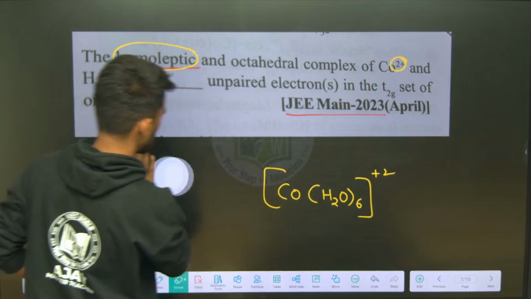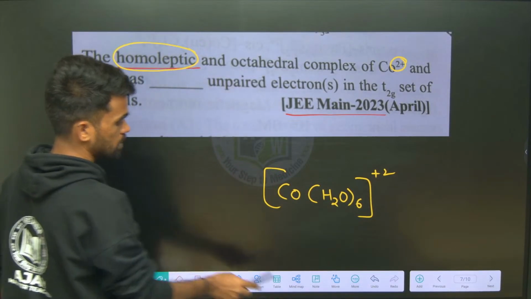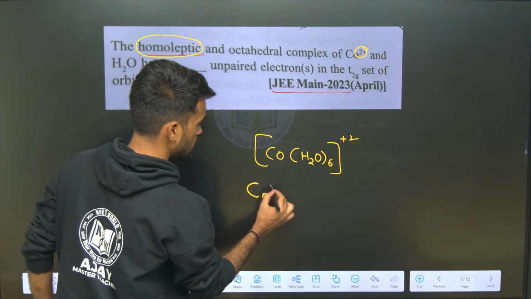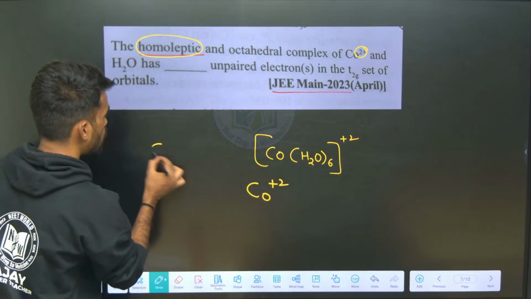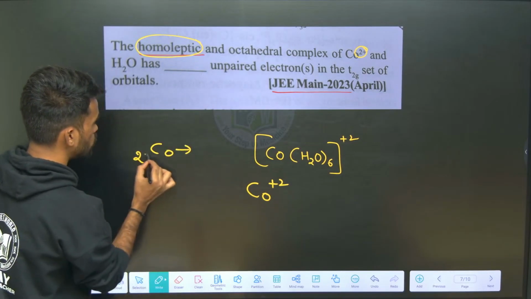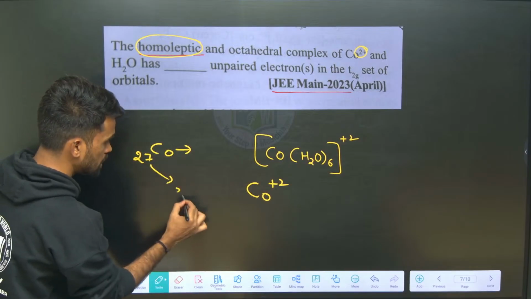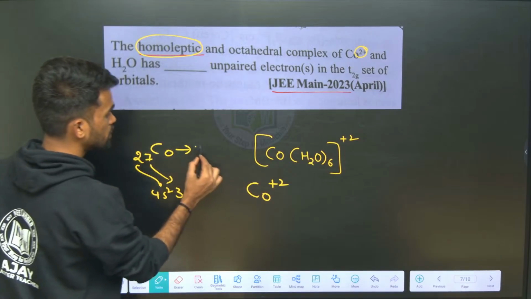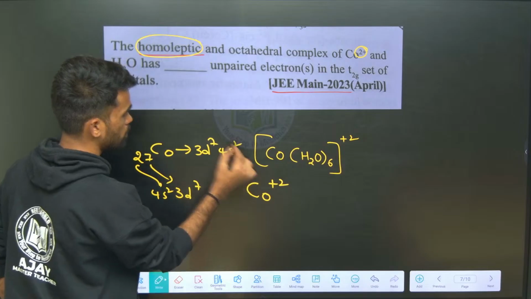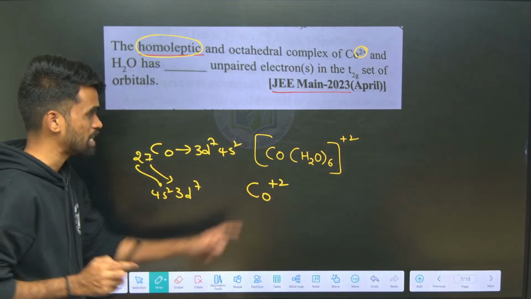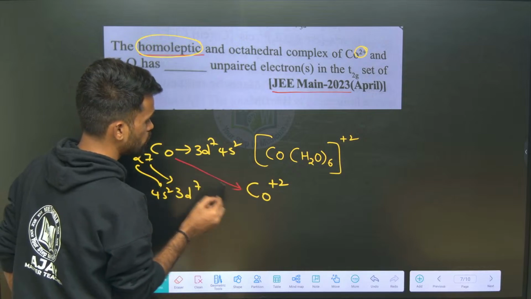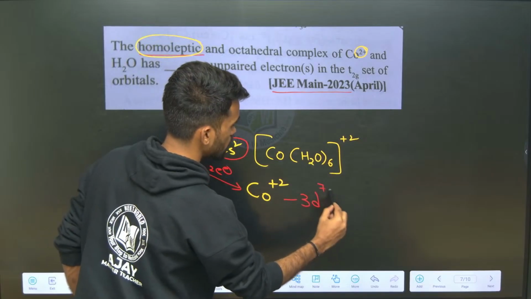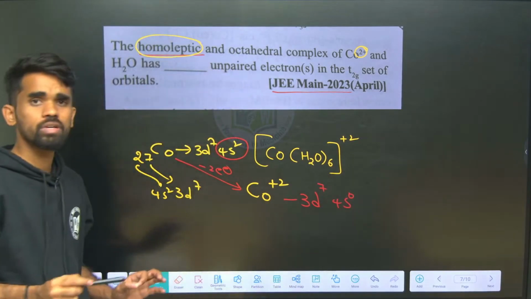Now what is the next thing they are asking? The number of unpaired electrons. Just now I told you for iron. For cobalt, first write its oxidation state, cobalt plus 2. For cobalt in atomic state, the atomic number is 27, so write it as 3d7, 4s2. This is how you can remember its electronic configuration. Plus 2 oxidation means you remove 2 electrons from 4s, so it becomes 3d7, 4s0. Hope up to here it is clear.